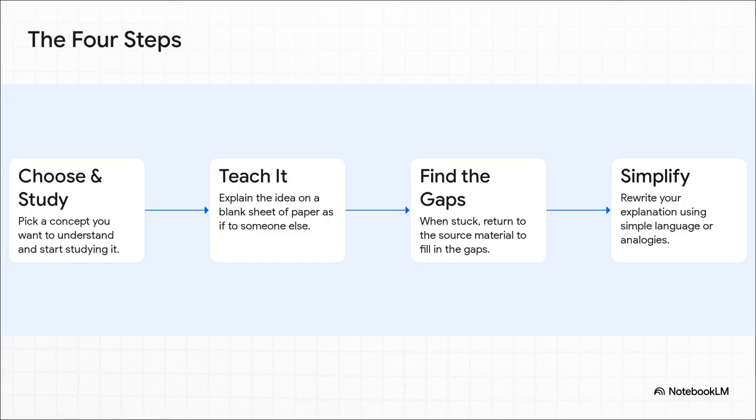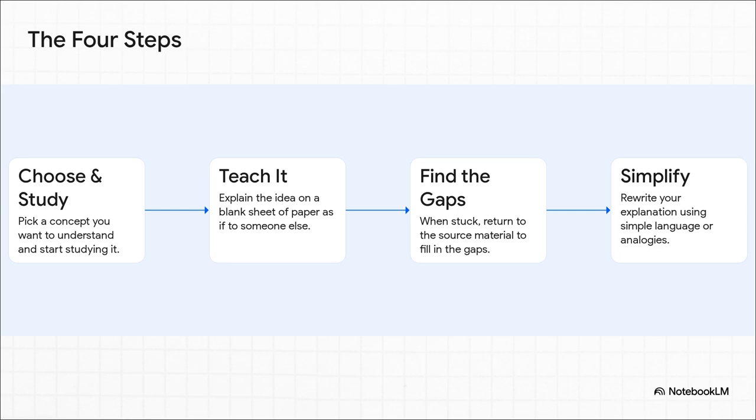All right, here they are, the 4 steps. First, you pick your concept and you just dive in, study up. Simple enough. But step 2, this is where the magic really happens. You have to pretend you're the teacher. Get out a blank sheet of paper and write out an explanation as if you were teaching it to a total beginner.